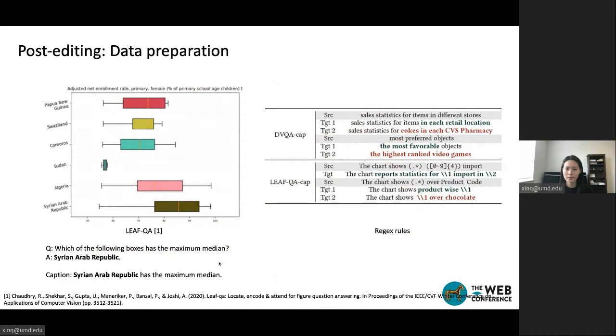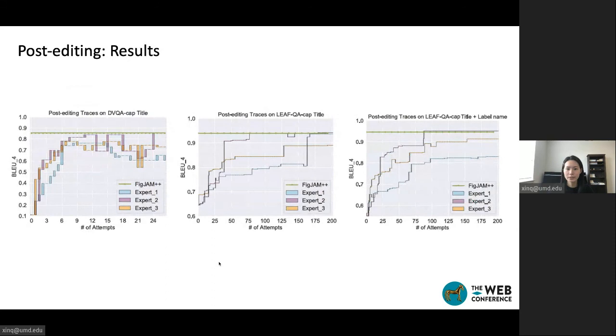The experiment runs on converted caption datasets from DVQA and a more recent, realistic LeafQA figure question answering dataset. We wrote regular expression rules to create simulated human-written ground truth captions. The research question is, how many post-editing rules would an expert need to write to tweak the captioning outputs of a pipeline rule-based figure captioning system, such that its generated captions could sound as natural as a data-driven FigJam model? Results show that it takes at least two times the number of rules for a simulated expert to improve the caption quality of a pipeline system to that of FigJam++.